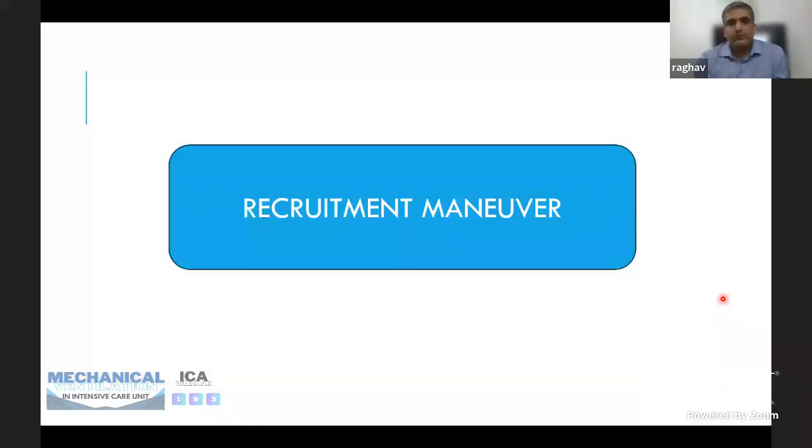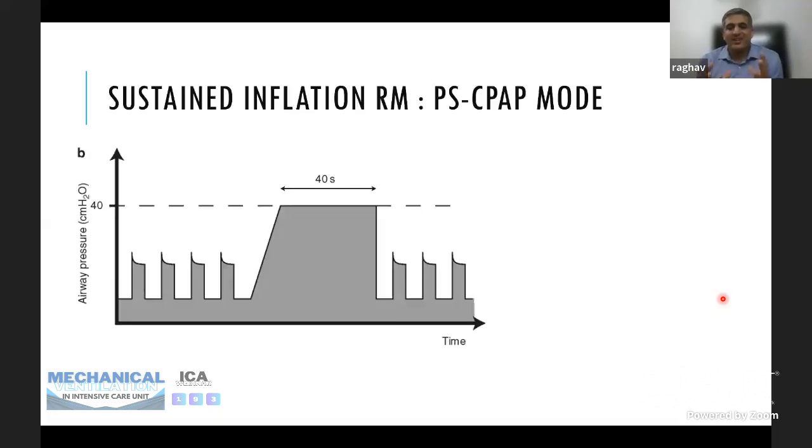So this was about setting optimal PEEP. Now I will come to recruitment maneuvers. So what is a recruitment maneuver? A recruitment maneuver is a trial of giving sustained high pressures above the safe or recommended pressure, that is the Pplat of 30. We have to give a pressure above this for a sustained period of time. So it can be 40 centimeter of water for 40 seconds, or 35 centimeter of water for 35 seconds, or something like that. So these are recruitment maneuvers.